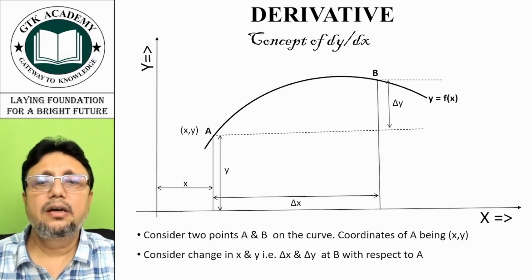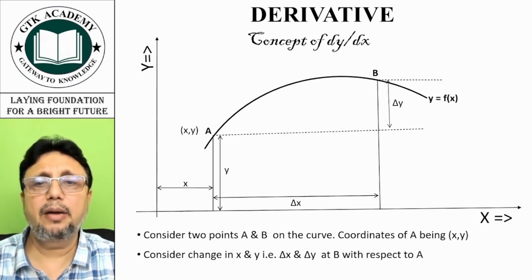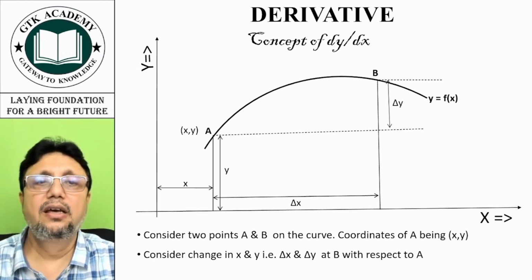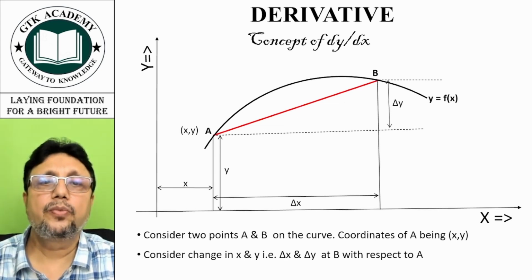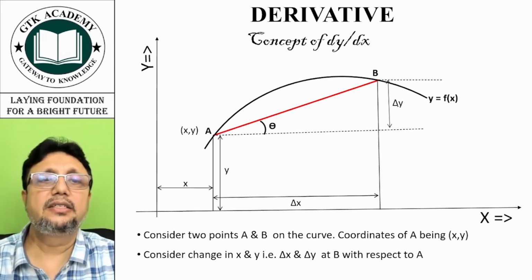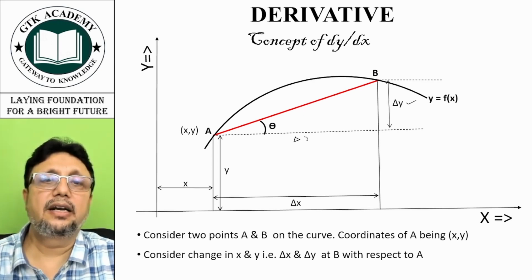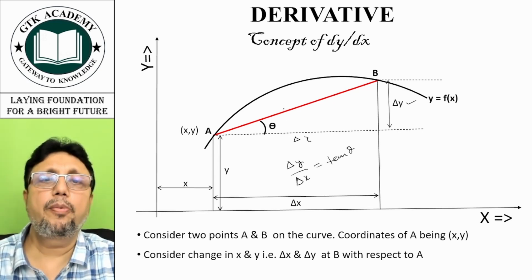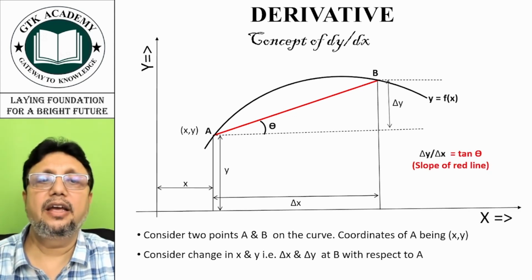So here, with a small change of delta x, you get a small change of delta y. Only thing is, I have made it big so that it is easy for you to understand. Now join AB. Suppose this is theta. What is delta y upon delta x? This side is delta y and this side is delta x. So delta y upon delta x is equal to tan theta. That means it is the slope of this line AB, the red line AB.